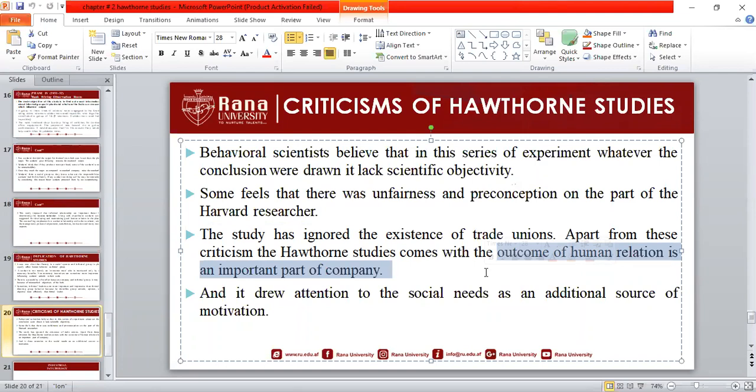From here, it shows that if you want to accelerate and bring positive effect inside the organization, you must maintain good human relationships so that your organization will accelerate, performance will increase, and not only performance, the organization will earn much more profit.